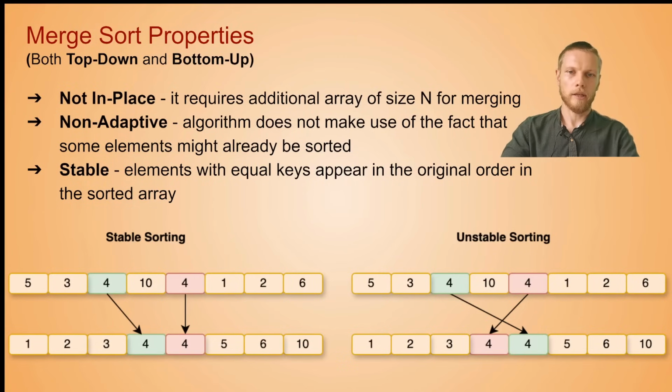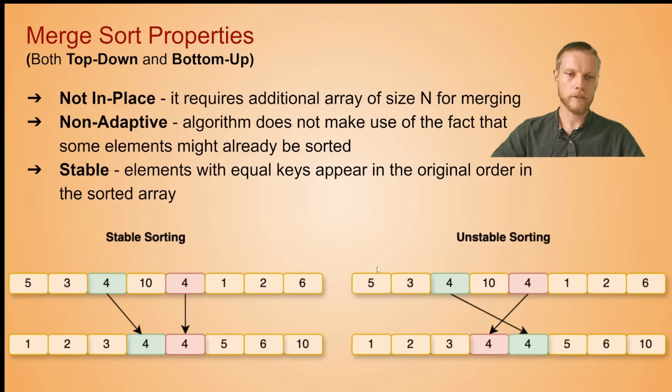Both top-down and bottom-up merge sort have the same properties. First, it's not in place. It means that it requires an additional array of size n for merging. It's not adaptive, meaning that the algorithm doesn't make use of the fact that some elements might be already pre-sorted. And both of the implementations are stable.